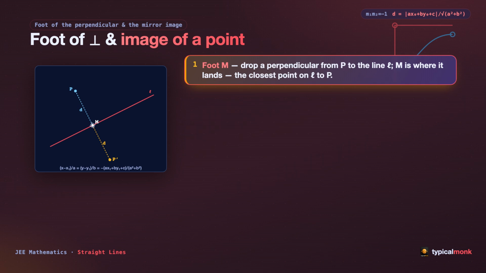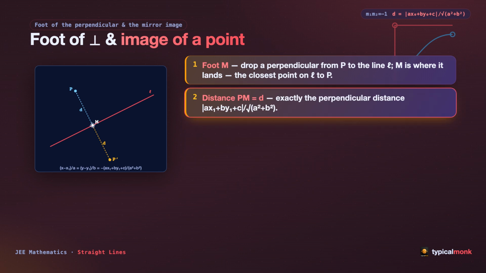Now the foot of the perpendicular and the mirror image of a point. Look at the picture, the point P, the line, and P's reflection below it. The foot M: drop a perpendicular from P straight down to the line, and M is where it lands. M is the closest point on the line to P. The distance PM is d, exactly the perpendicular distance we just learned, the modulus of a x1 plus b y1 plus c over the square root of a squared plus b squared.